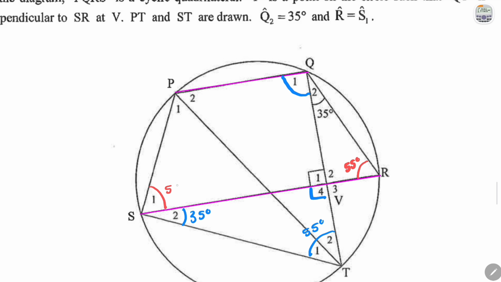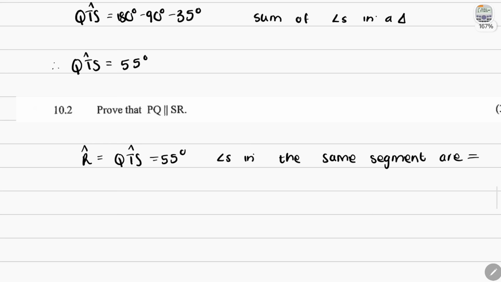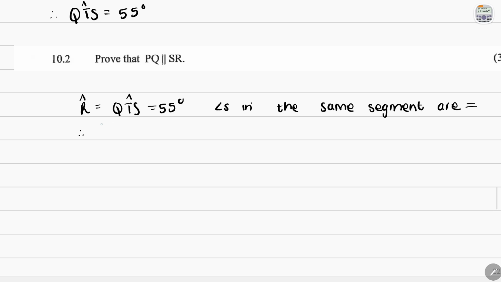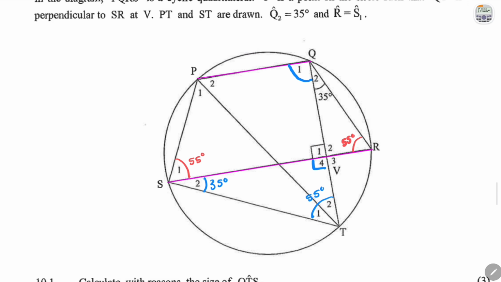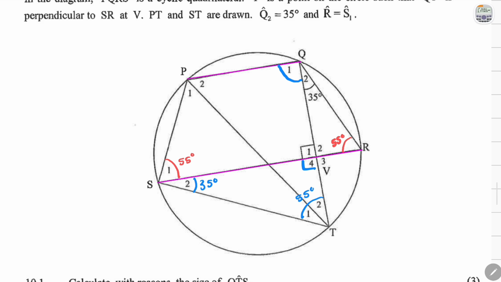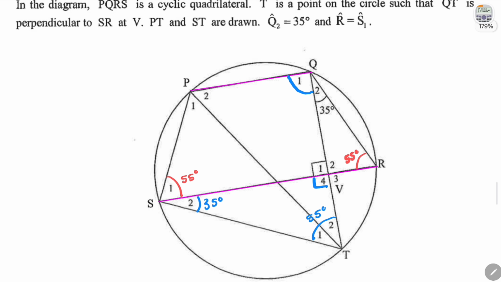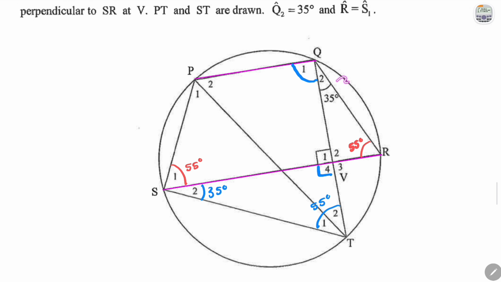So this would mean that this is also 55 degrees. Okay, so just tell them that. So therefore, this means that angle S1 is also equal to 55 degrees. Okay, so now here's the main point. To prove that these lines are parallel, we can just use the co-interior angles that we can see here.